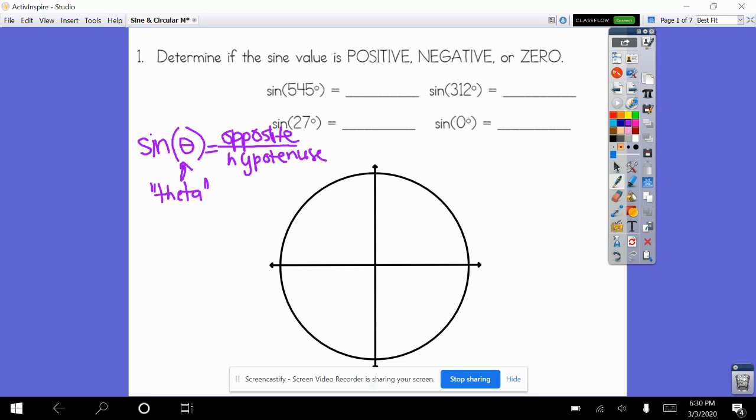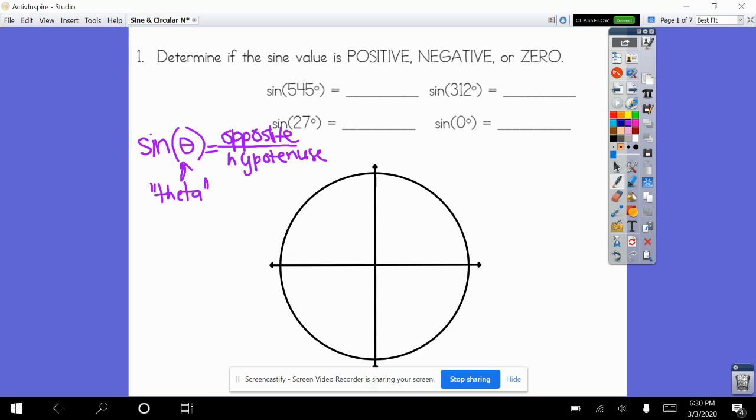Now, again, just to be clear, this symbol is theta. That's how you say it. It's just a Greek letter, but it's what we use to represent angles. It's just another variable. Instead of using x, we use theta. So sine of any angle is equal to the ratio of the side across from it, or the opposite side, to the hypotenuse.